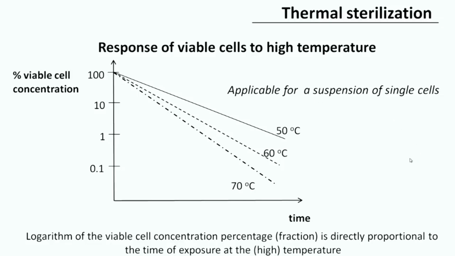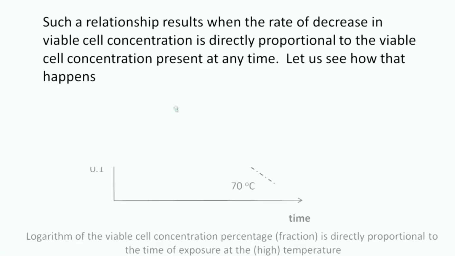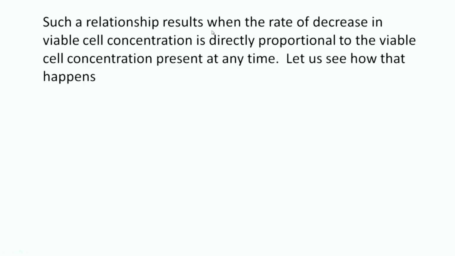So, how are we going to use this? Before we look at how to use this, let us understand this a little better, so that it becomes easier to use in any required situation. This kind of relationship that we saw earlier results when the rate of decrease in viable cell concentration is directly proportional to the viable cell concentration present at any time. Let me repeat this: the rate of decrease of viable cell concentration is directly proportional to the viable cell concentration present at any time.